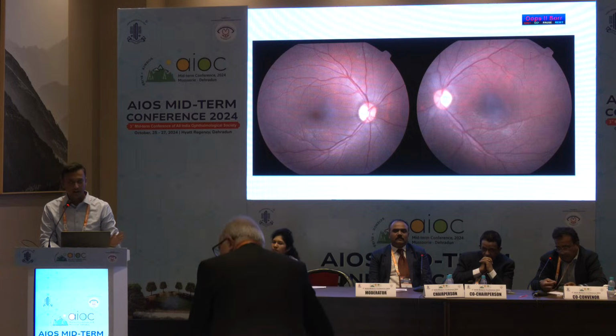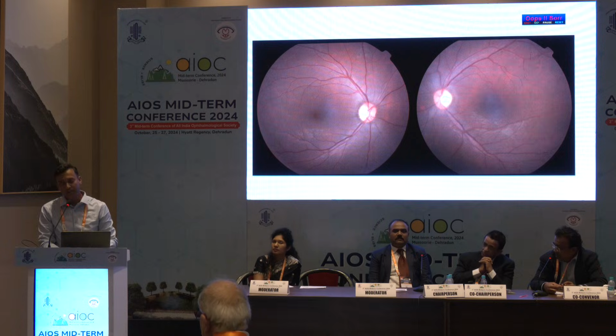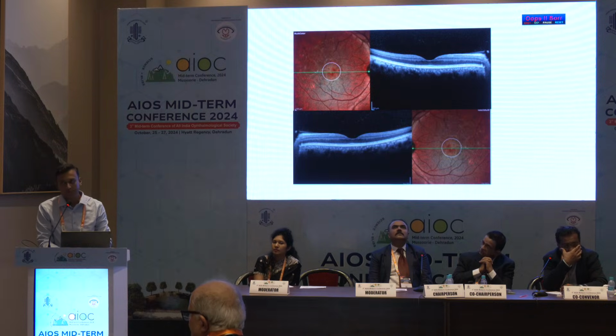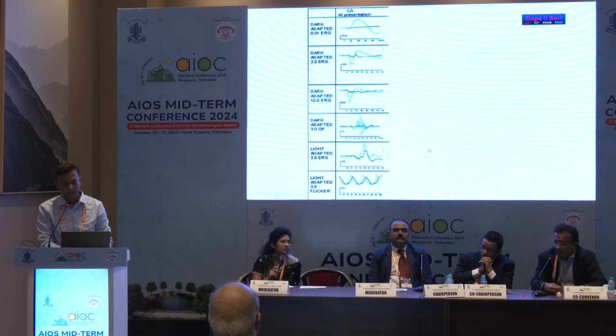We see his anterior segment was normal, his fundus is more or less normal apart from some pigmentary changes. His OCT also shows no structural changes, but still his vision is 6/60. But since there is a very strong alcoholic history, we did a vitamin A level test, which was grossly abnormal. So now you see the ERG.